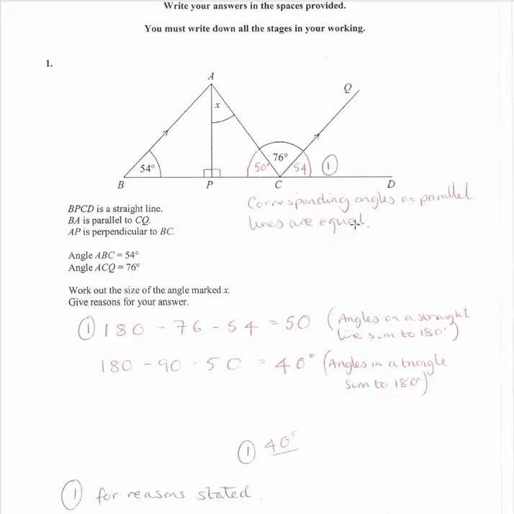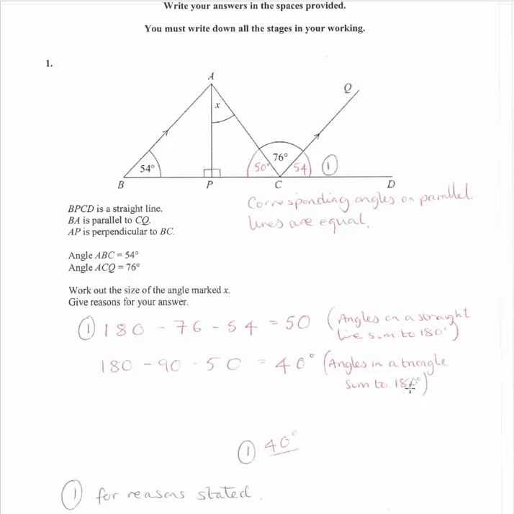Corresponding angles on parallel lines are equal, so we know that this angle here, angle DCQ, is equal to angle PBA because they're both F angles or corresponding angles. If you know what this angle is and this angle is, this angle here, angle ACP, that must be 50 to add up to 180 degrees. So once again, angles on a straight line add up to 180. And then once you've got this angle and you know this is 90, you subtract them from 180 to get that angle.